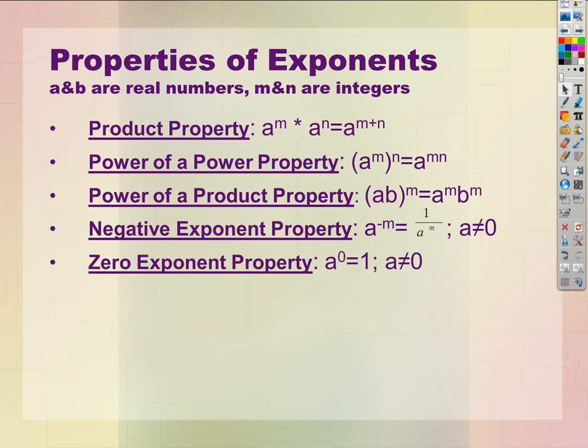Zero exponent property. A weird one, but very simple. Any non-zero number to the 0 power, any of them, as long as it's not 0, is always equal to 1 by definition. So I could take the most bizarre thing you can think of, it could be as big a number as you want. I mean, I could take a googol. 10 to the 100th is a googol, to the 0 power is 1.